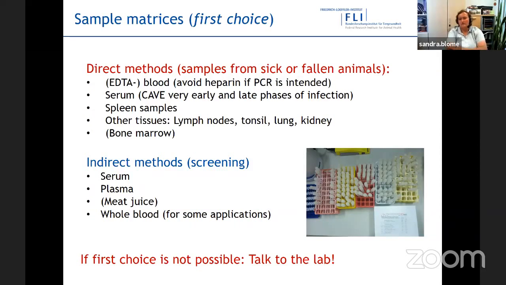Then, of course, you can also do the indirect methods. They are mainly used for screening purposes, for monitoring, and looking in affected holdings to give you an idea about the age of the infection. In this case, serum, plasma, and to a certain extent also meat juice and whole blood can be used for some applications. One important message: if the first choice sample is not possible, just talk to the lab. There are a lot of options in most of the laboratories, but please ask them what they can handle.